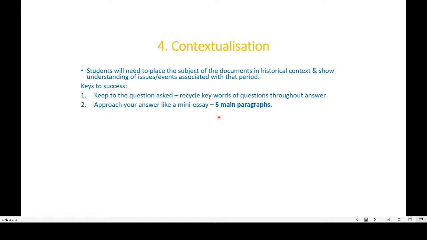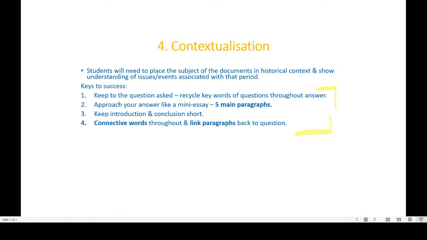If you'd like more detail into why we do this, I'd suggest you go back and watch one of my previous Saturday sessions. I look at approaches to Leaving Cert essay writing, where you'll get a detailed breakdown of why we write this many paragraphs in each essay and how that helps us maximize our marks. Finally, for our mini essays, you need to keep the introduction and conclusion short. Use connective words throughout and link the paragraphs back to the questions. I'm going to give you what I call a historical formula, like we'd use in maths, to ensure we're structuring our paragraphs in the right way to help us achieve these keys to success.